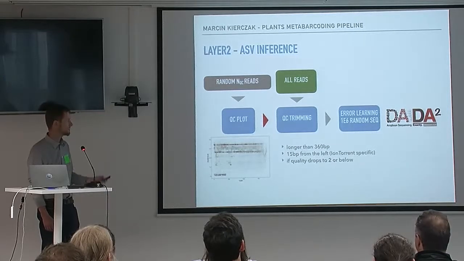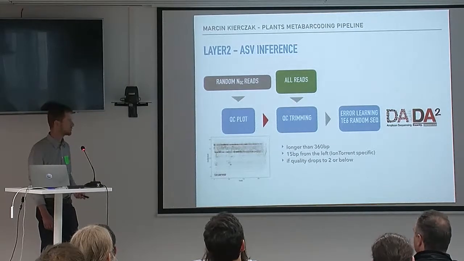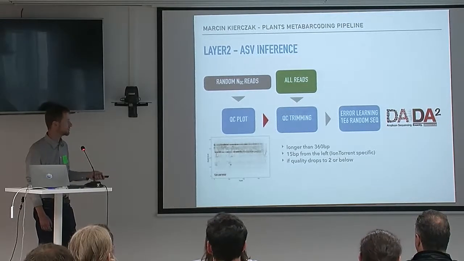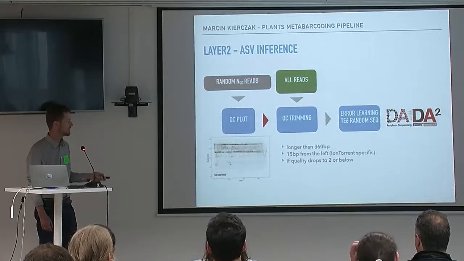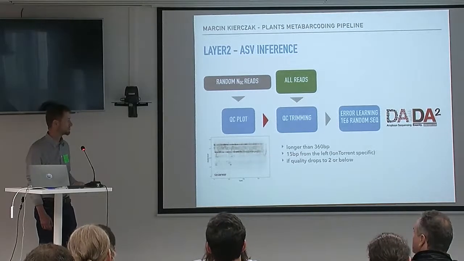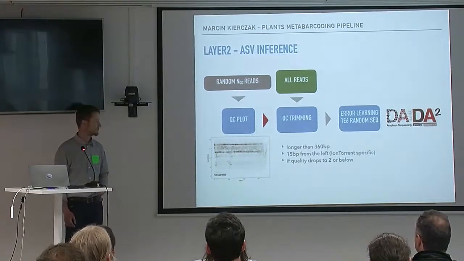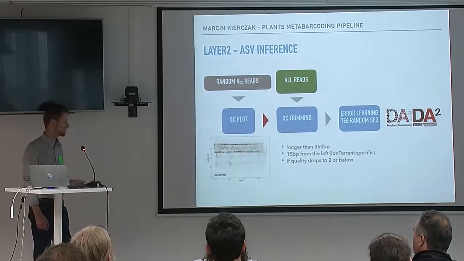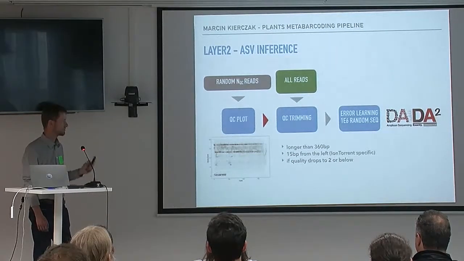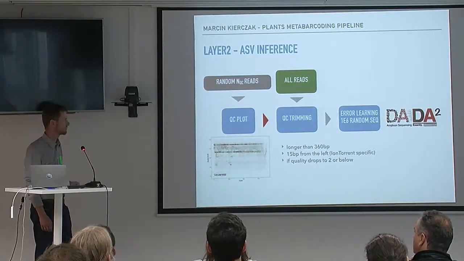And currently, for example, for Ion Torrent, we found out that we are trimming all the reads that are longer than 360 base pairs because the quality drop is pretty significant after 360-ish. Then we also need to, it's very Ion Torrent specific, trim from the left 15 base pairs because there's a lot of contamination there. And also if quality at any point in the read drops below 2, then we discard the rest of the read.